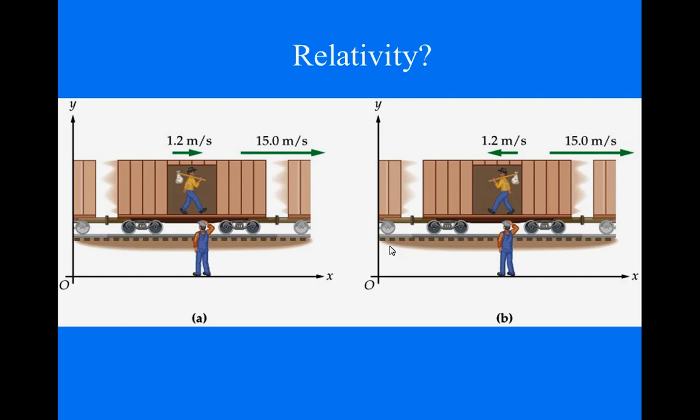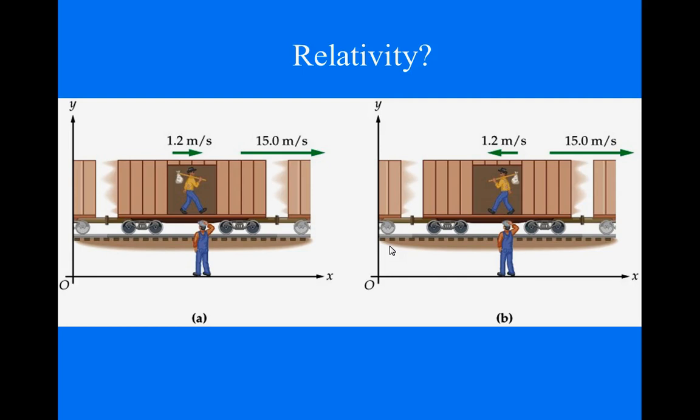So in that case, the person's relative velocity relative to a stationary observer on the ground is going to be the vector sum, and the vector sum is just the sum. We add the two numbers together. 1.2 plus 15, 16.2 meters per second in the positive x-axis.